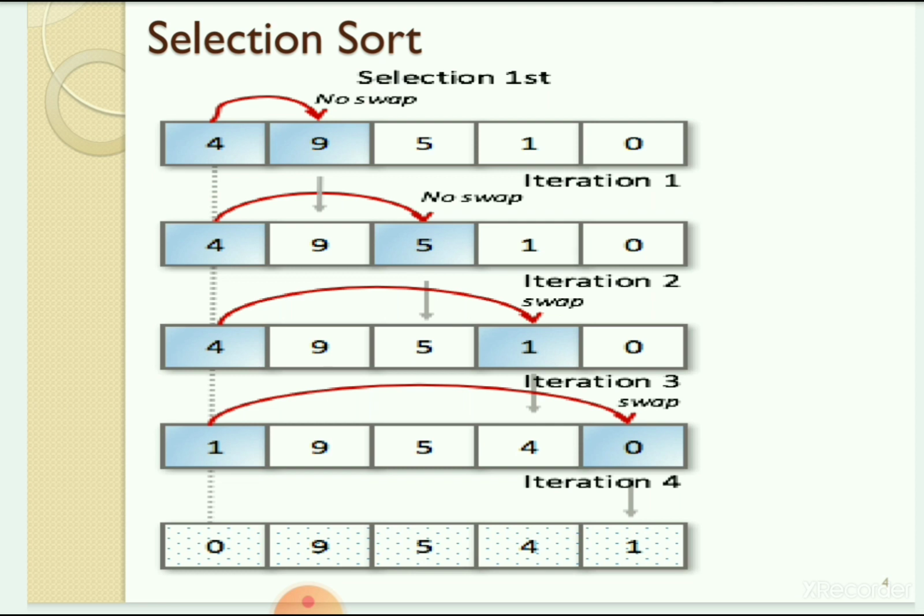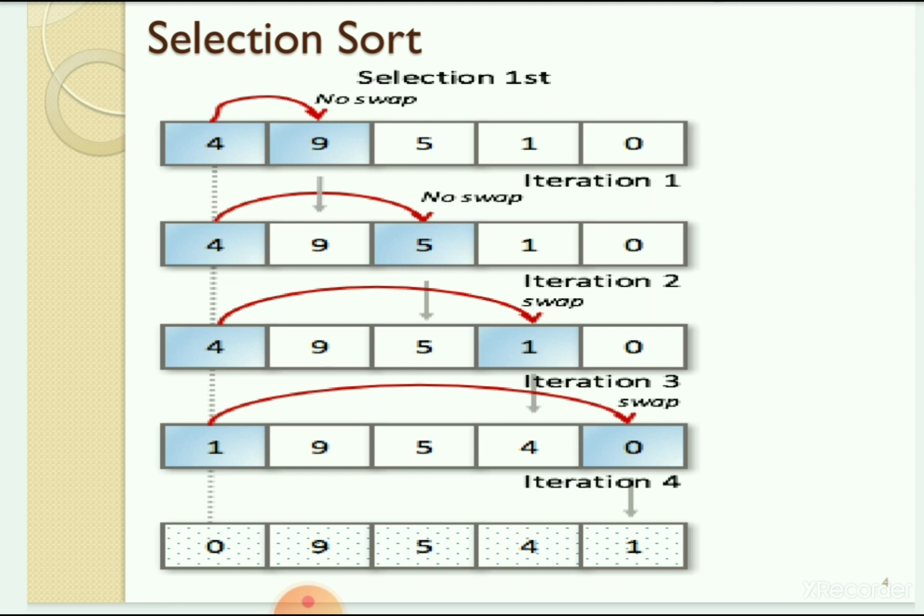Here 1 is greater than 0. We have to again swap the element. So 0 is again shifted to the first position. 1 goes to the last position, and we will get the smallest element at the initial position in the array. Okay, again I will revise.